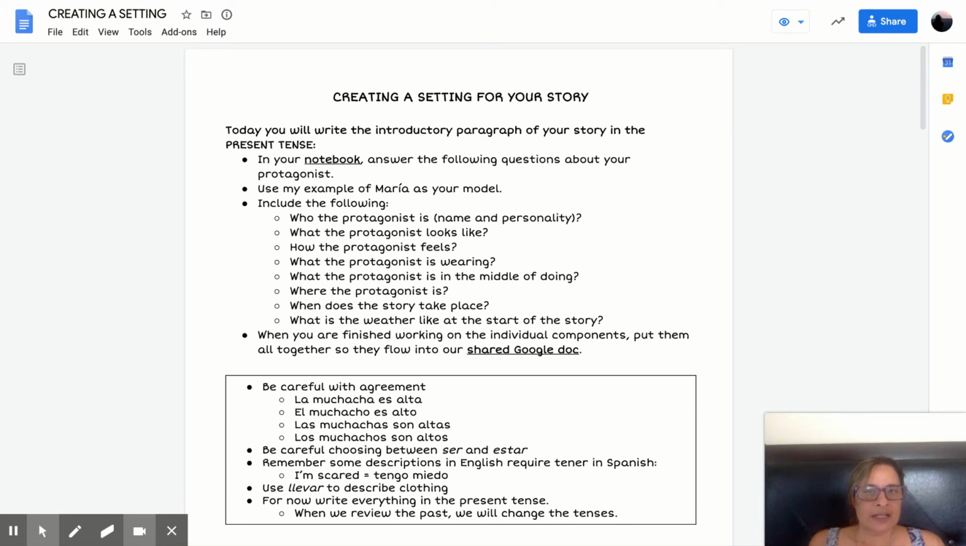I have you working in the present tense because our next lesson is going to be on the preterite and the imperfect, and at that point we will switch things to the past. For now, I want you focusing on your adjectives. I want you focusing on your agreement.